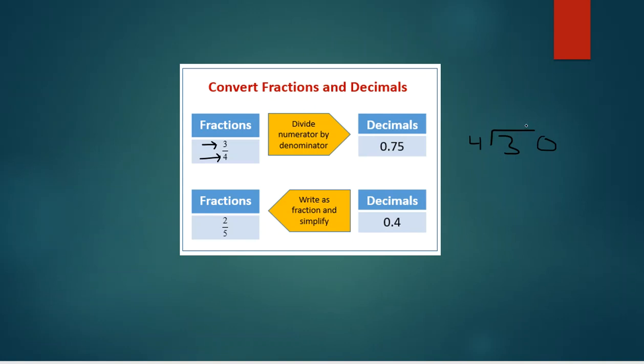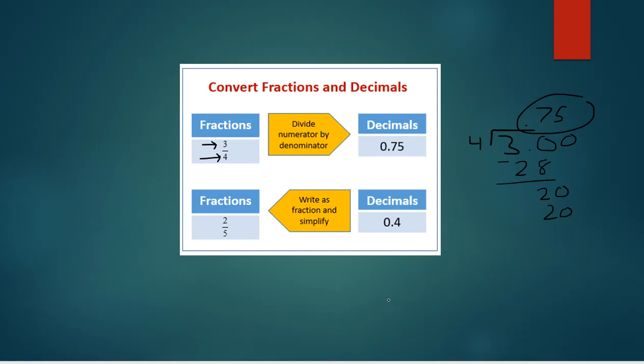Now we can say that 4 goes into 30 7 times. 7 times 4 is 28. 30 minus 28 is 2. Add a 0, bring a 0 down, and then 4 goes into 20 5 times. 5 times 4 is 20. So when I divide the numerator by the denominator, I get 0.75, the decimal value of 0.75.